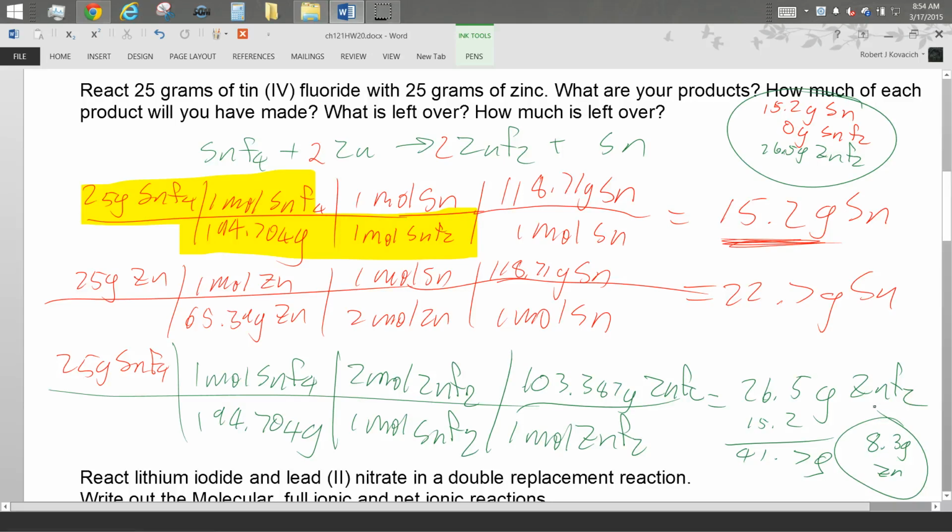So when this reaction happens, the tin 4-fluoride and the zinc react with each other. And what runs out first? The tin 4-fluoride disappears. The moment the tin 4-fluoride disappears, how much tin was made? 15.2. How much zinc fluoride was made? What does this 22.7 have to do with this problem? Nothing. So once I've determined which is the limiting reagent, I ignore the thing that doesn't run out, because I can't actually make that much using that stuff, because my other thing runs out first.